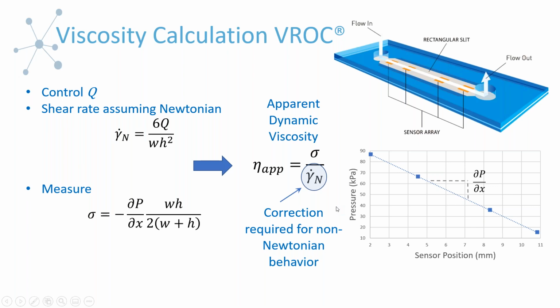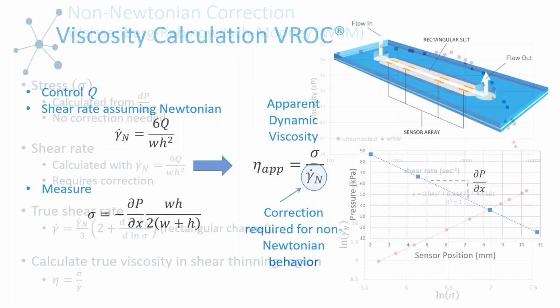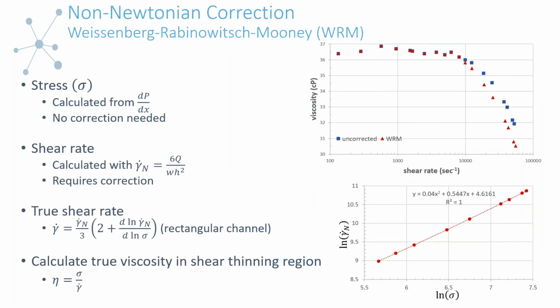And one of the comments that came in with the signups is, when do you need to apply certain types of corrections in the capillary flows? And so this is a situation where you're going to need to apply one of these corrections, and that would be the one for the non-Newtonian sample, the very long name Weissenberg-Rabinowitsch-Mooney equation, shortened to WRM. So in this instance, stress is fine. Stress comes just from this pressure drop, and we don't need to correct it.